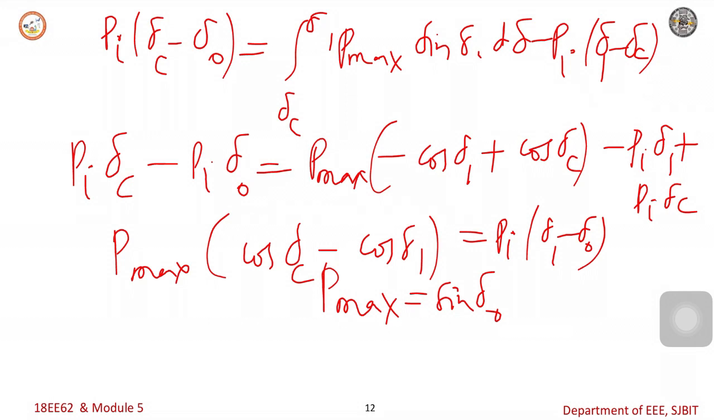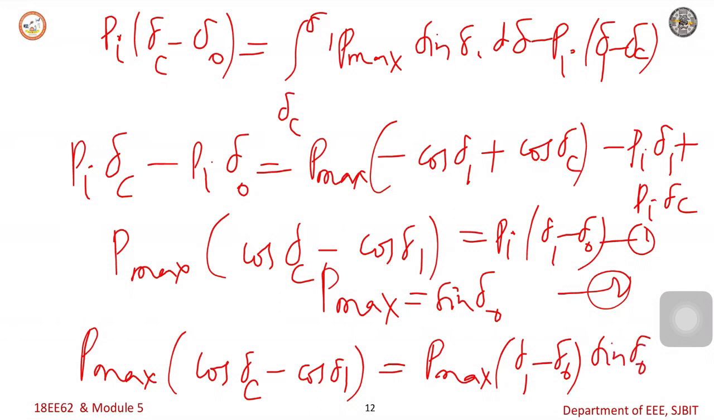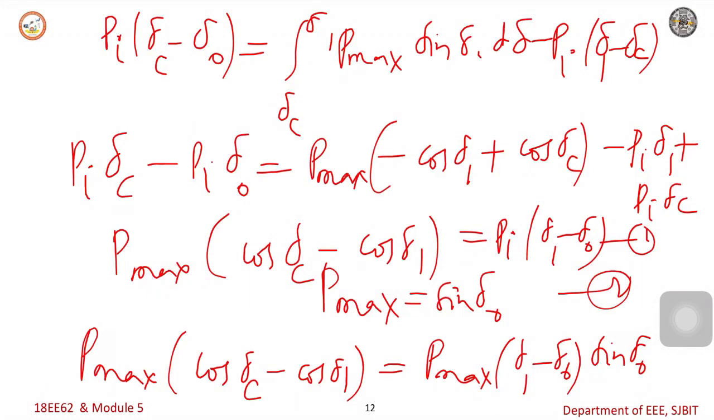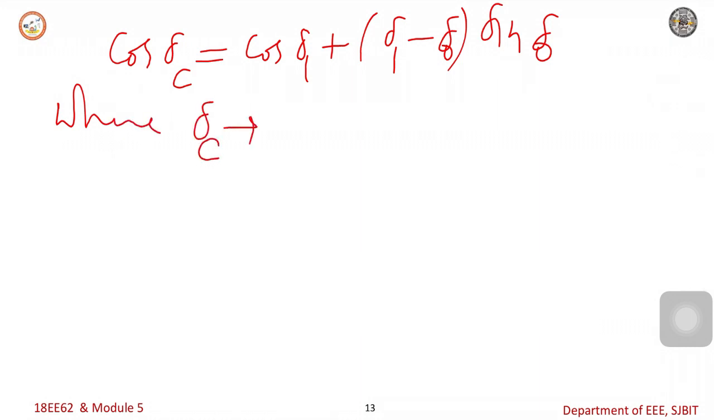So, you substitute these two equations, we get P max (cos delta C minus cos delta 1) is equal to P max (delta 1 minus delta naught) into sin delta naught. So, cos delta C is equal to cos delta 1 plus (delta 1 minus delta naught) into sin delta naught. Here, delta C is the critical clearing angle, delta naught is the initial power angle, and delta 1 is the power angle to which the rotor advances beyond delta C.